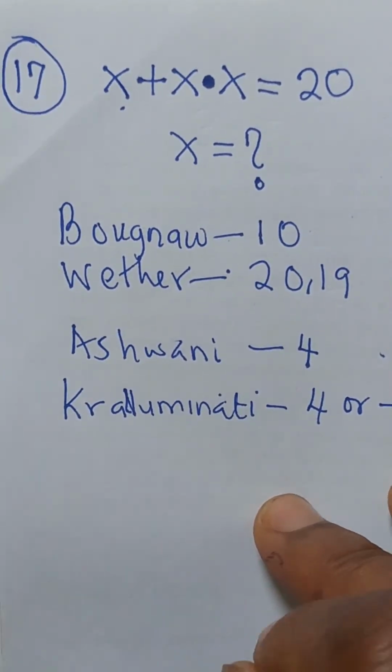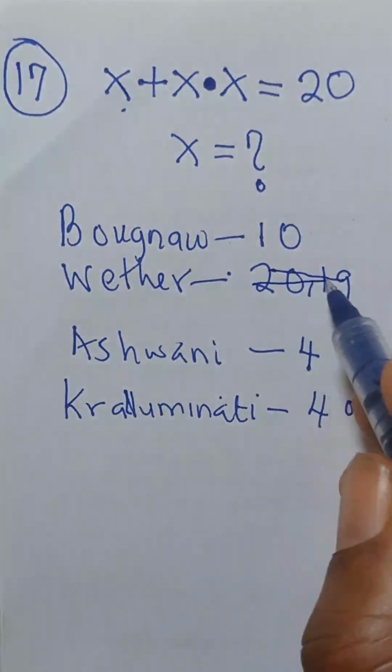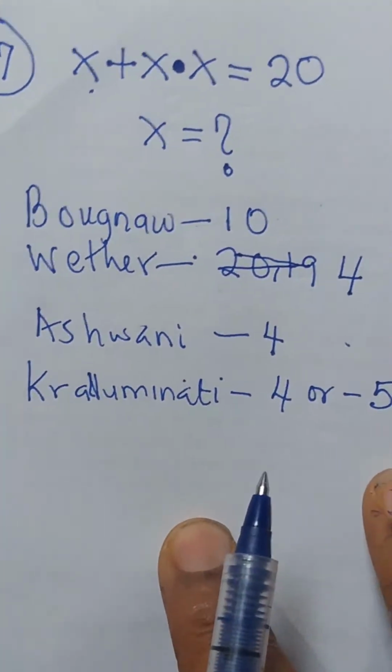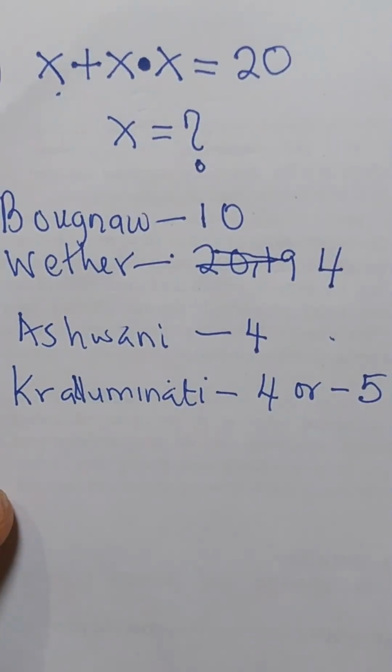If you plug in 4, you get 20. Okay, so you're taking away this and you say 4? All right, so let me quickly solve it. We've gotten 4 answers. I think that is okay for today.